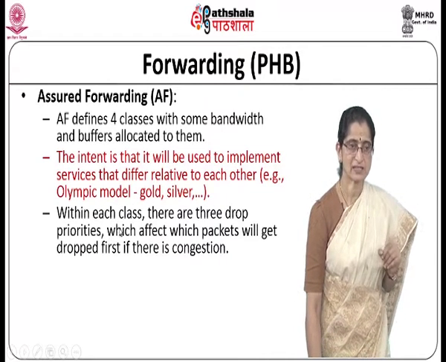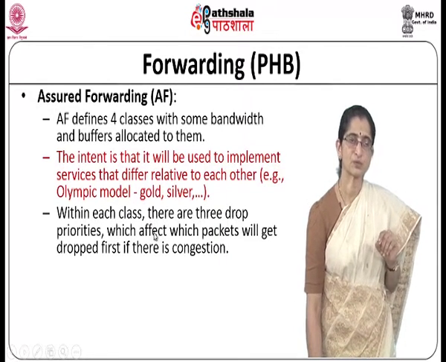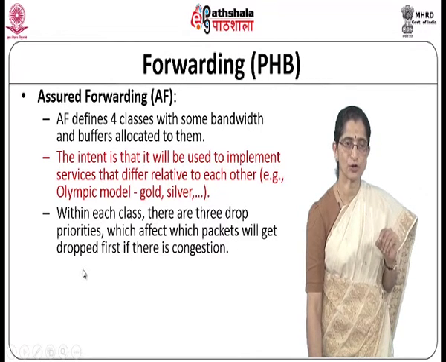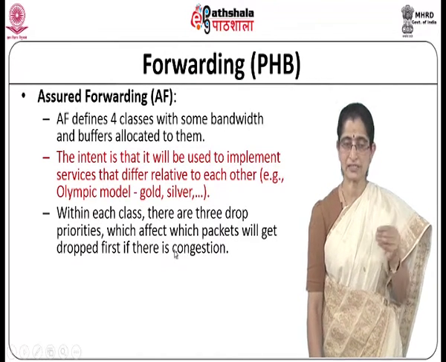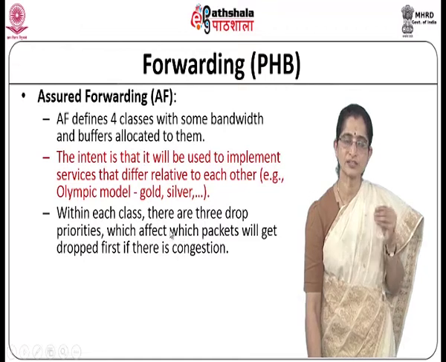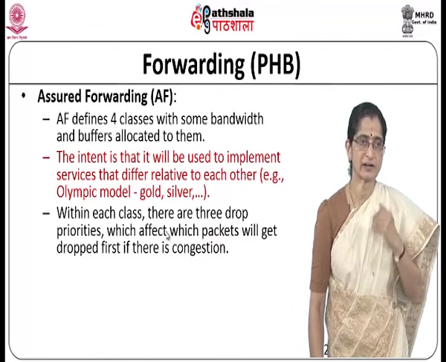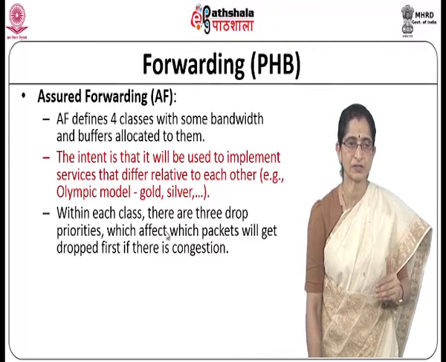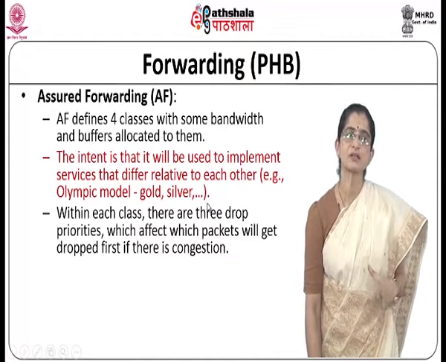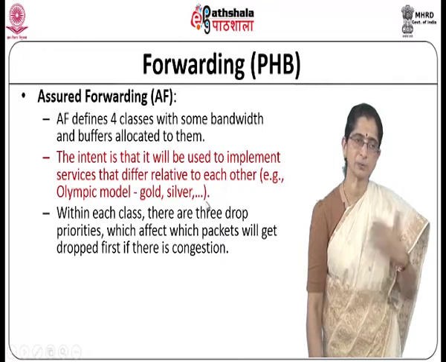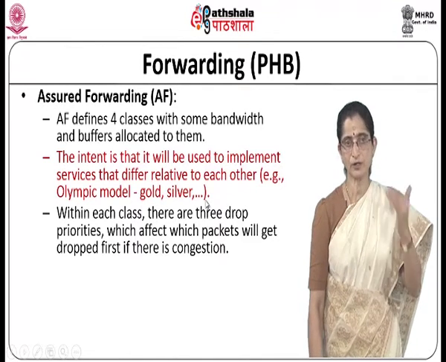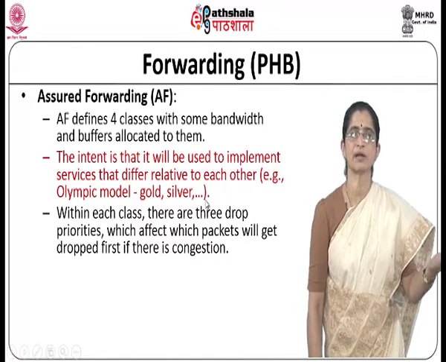So, within each class, we said there are 3 drop priorities, which will affect which packets will get dropped first if there is congestion. You can see that this drop priority is used to provide some kind of priority to that particular traffic. If I say bronze traffic will be the first one to get dropped if there is congestion, the next one to get dropped will be silver, and the last one to get dropped will be gold.